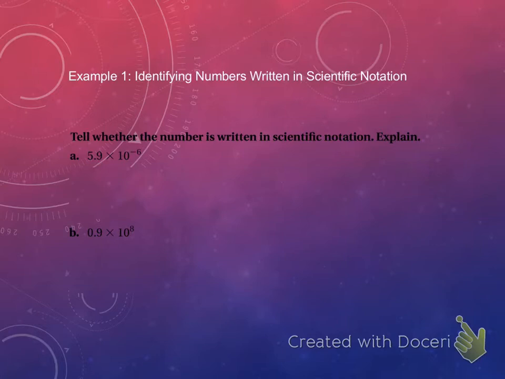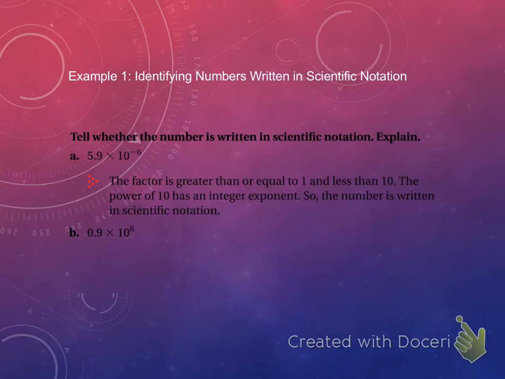So when we're looking at this, trying to identify numbers written in scientific notation, we're going to look at these different numbers and tell whether or not they're written in scientific notation. We have 5.9 times 10 to the negative 6. The factor is greater than or equal to 1, but it's also less than 10. And the power of 10 has an integer exponent. So the number is written in scientific notation.